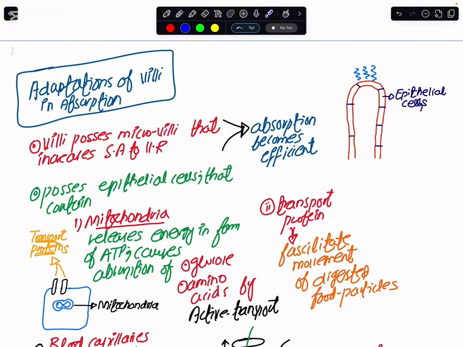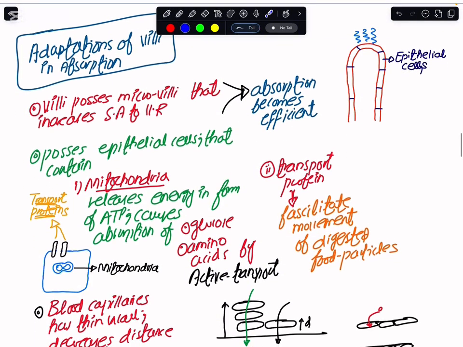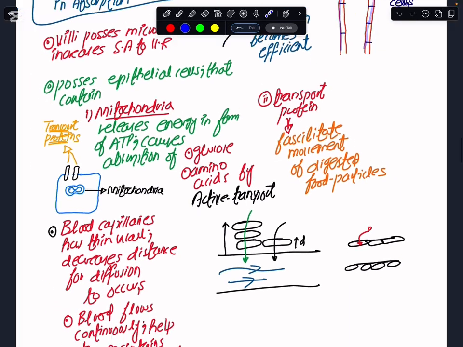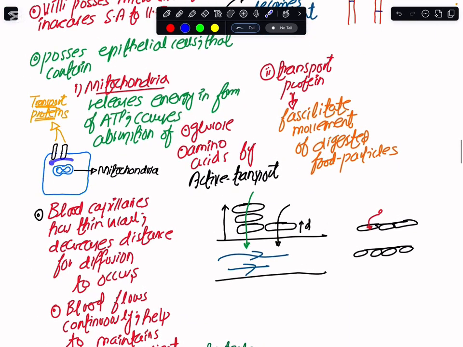So what you have to tell your examiner is that these villi have further microvilli on them, and these microvilli increase the surface area to volume ratio, so that makes absorption more efficient. The other point is that the epithelial cells in these villi have abundant mitochondria, and these mitochondria release energy in the form of ATP, and by that the glucose and the amino acids are absorbed from the lumen of the small intestine with the help of active transport.